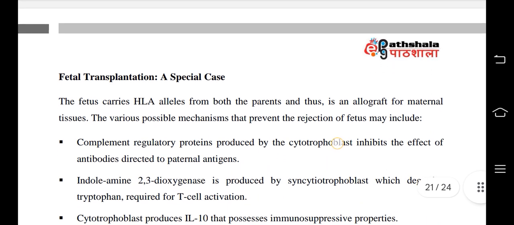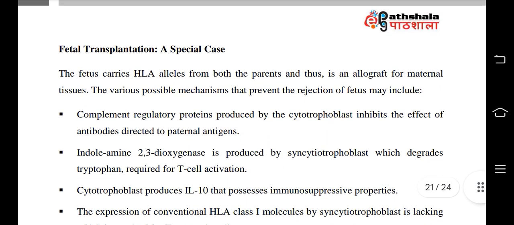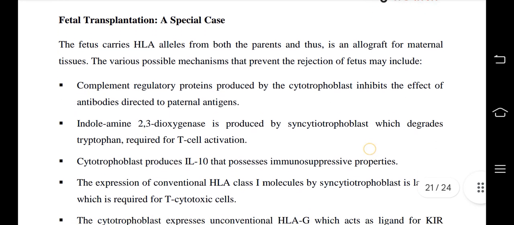Then fetal transplantation is a special case. The fetus carries HLA alleles from both the parents, and thus in an allograft for maternal tissue, the various possible mechanisms that prevent the rejection of the fetus may include complement regulatory protein produced by the cytotrophoblast, which inhibits the effect of antibodies directed to paternal antigens.